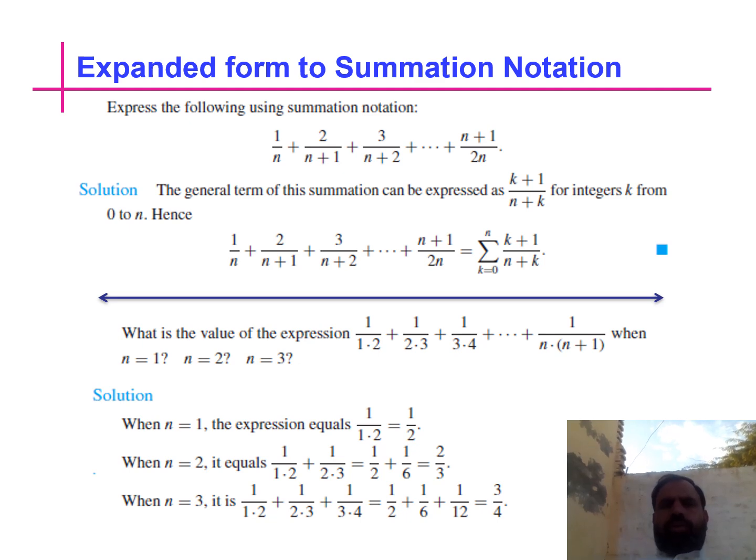Expanded form to summation notation. Now we can write the expanded form into the summation notation. That is to say, we can do the reverse process now. Express this using summation notation: 1 over n plus 2 over n plus 1 plus 3 over n plus 2.